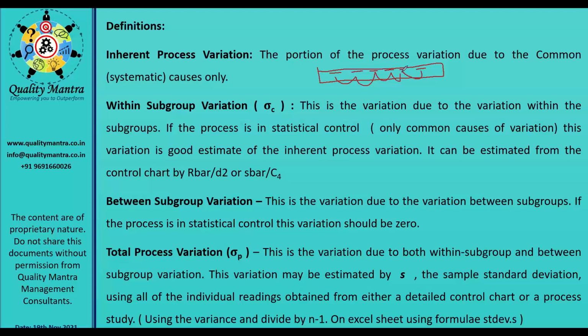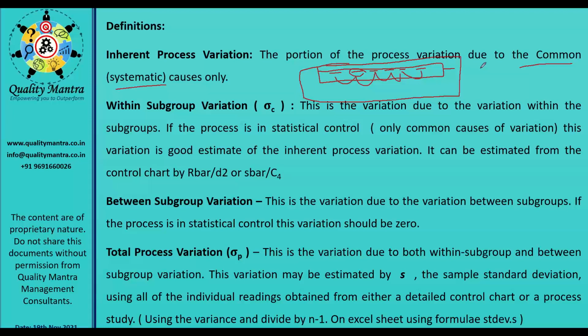Now if the process is in statistical control, meaning there are only common causes of variation, you can say this is equal to the inherent process variation, that is the variation because of the common causes only. If there is any special cause present, meaning the process is not in statistical control, this within subgroup variation is not inherent process variation. Then how are you going to calculate this within subgroup variation, that is sigma c?